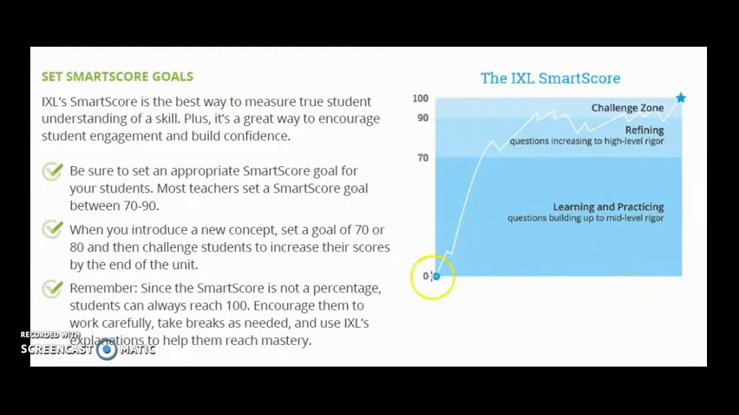So you can see here that anywhere from 0 to 70, students are in the learning and practicing SMART scores, where the questions are building up to mid-level rigor. From 70 to 90, they're refining their skills, where the questions are increasing to a higher level rigor. And then if they're getting between 90 and 100, they're definitely in the challenge zone, so things are getting a little more difficult for them. It's recommended that you set a SMART score goal between 70 and 90, with 80 being a proficient score. Something just to note.